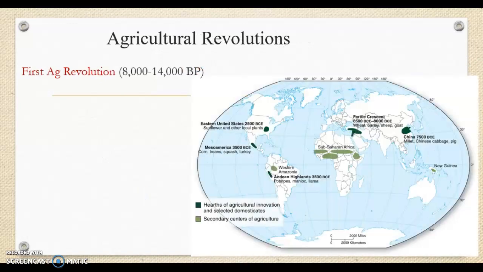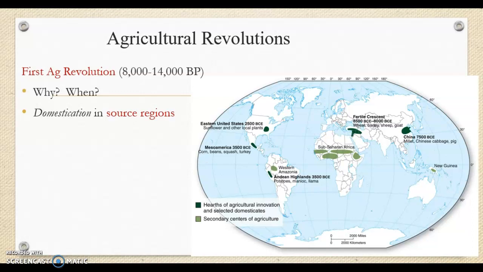Our first agricultural revolution began about 14,000 years ago. And we see that these different revolutions, or these different earth areas, started to sprout up in different parts of the world. What's interesting about this is it's not a diffusion of agricultural techniques and knowledge. Rather, these places independently began their own revolutions. And when we look back, we start to understand why this happened when it did.